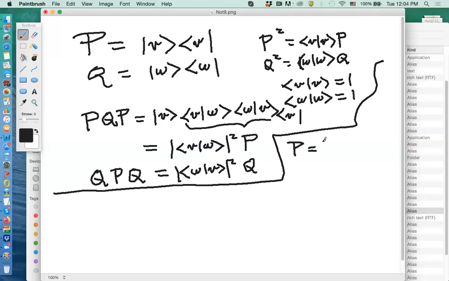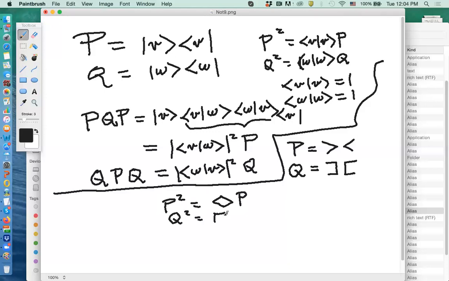P is equal to a little diagrammatic temporally lead element in the one-dimensional algebra, but Q is in the same one-dimensional algebra from the point of view of the ends, but it's a different one. I'll write it this way. And then we're going to have P squared is equal to a little diamond times P, and Q squared is equal to a little square times Q. That's the bracket to the ket bra.